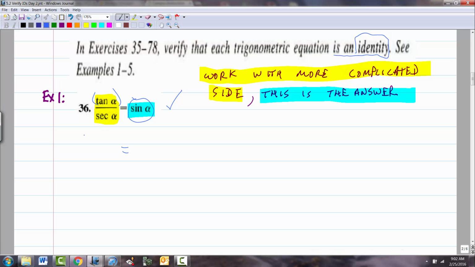I don't have time for this. We should know what tan is, right? What's tan? Sine over cosine. If you don't like alpha, you can make it A.